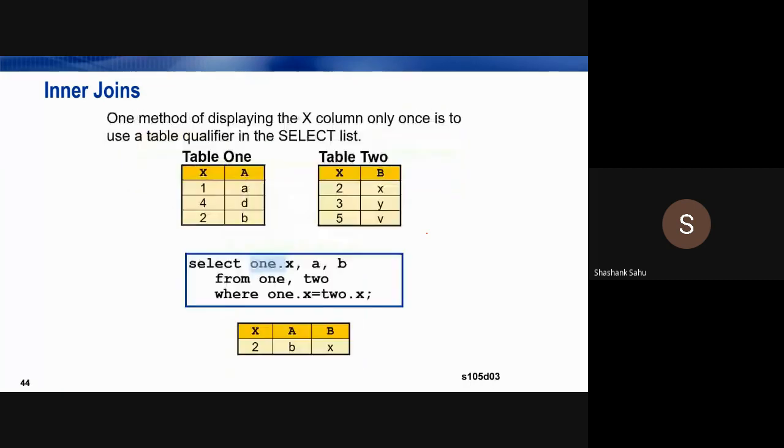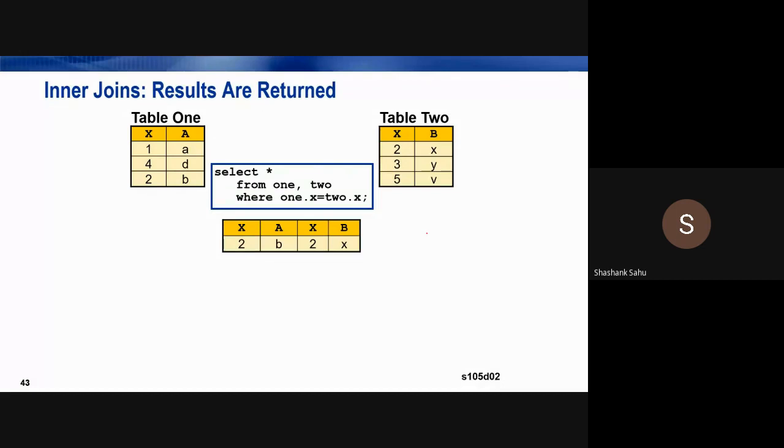This is the outcome of this query: select star from 1, 2, then we are using where 1.x equals 2.x.